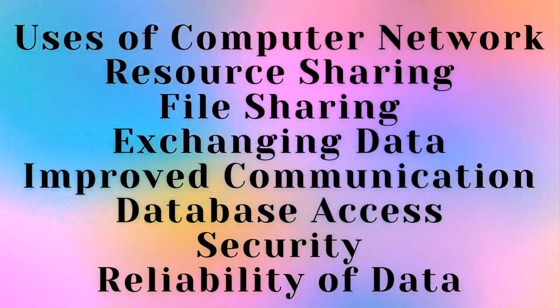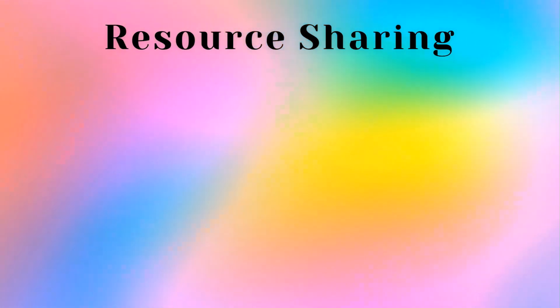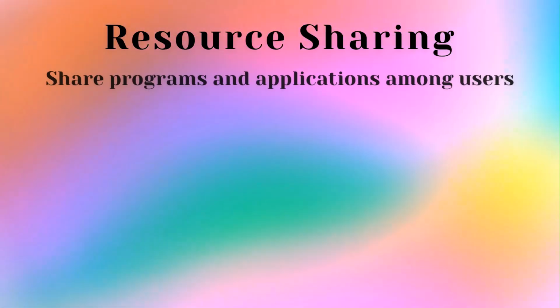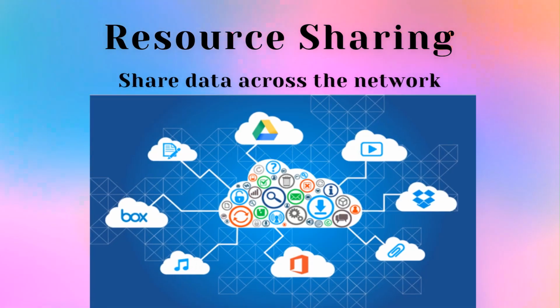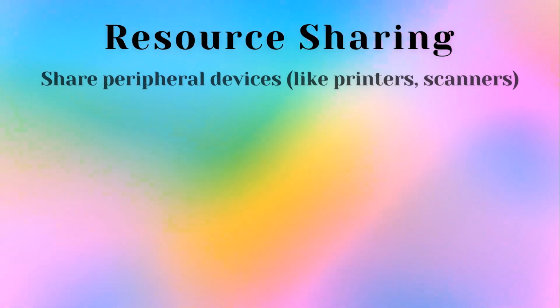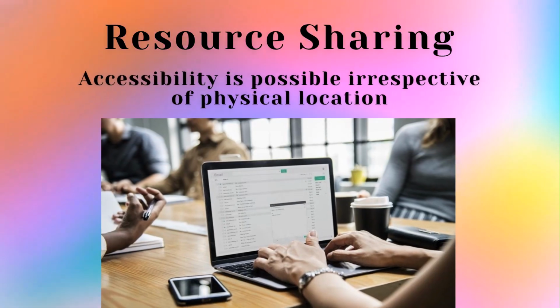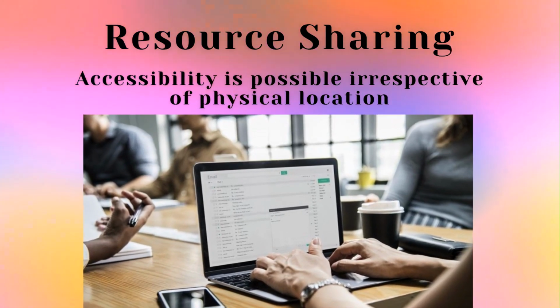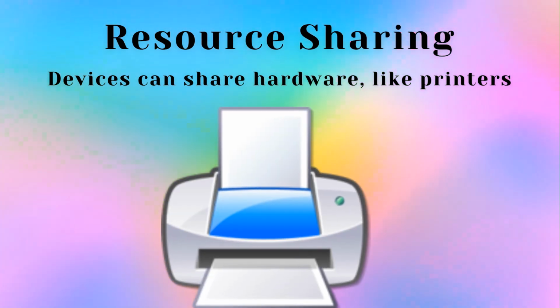Computer networks can be used for different purposes in our daily lives. Resource sharing. The primary use of a network is to share programs and applications among users, share data across the network, share peripheral devices, like printers and scanners, and accessibility is possible irrespective of physical location. Devices can share hardware, like printers.